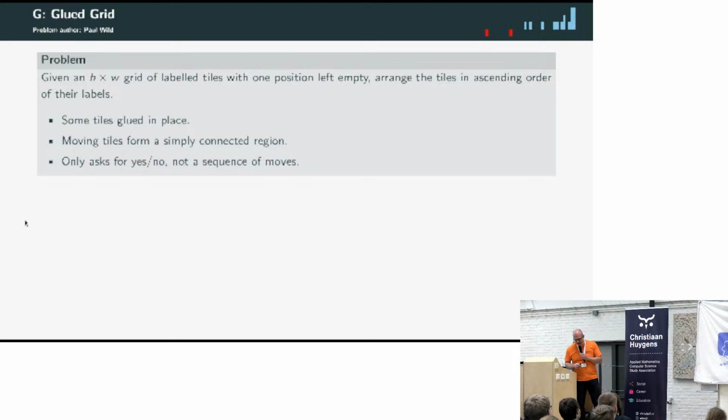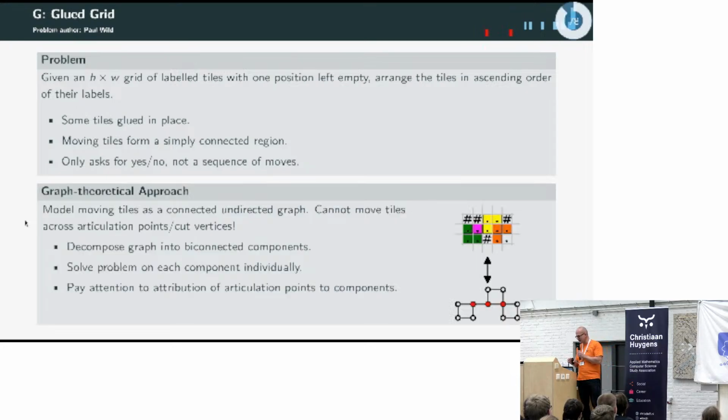Now, first thing you need to do before even figuring out whether it's possible to solve or not is you decompose the moving tiles into biconnected components, and you can figure that out if you play around with some sample cases: you can't move a tile across articulation points or cut vertices. And the articulation points are exactly what separates the graph into biconnected components. But within a biconnected component, you can always move around the tiles. And after you've done that decomposition, you just solve the puzzle on each biconnected component individually.